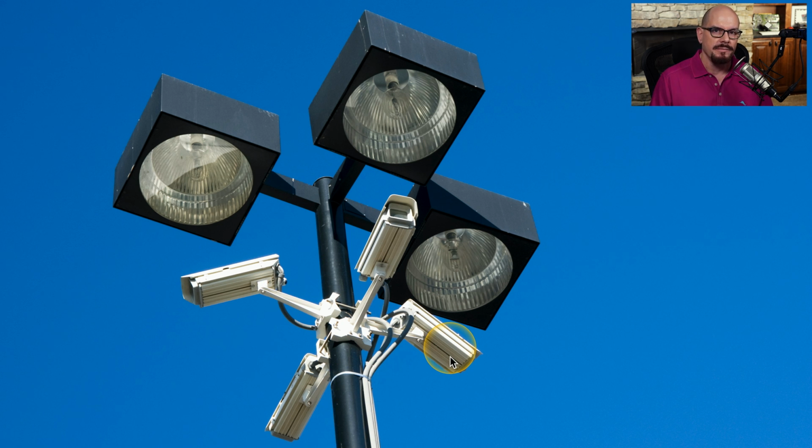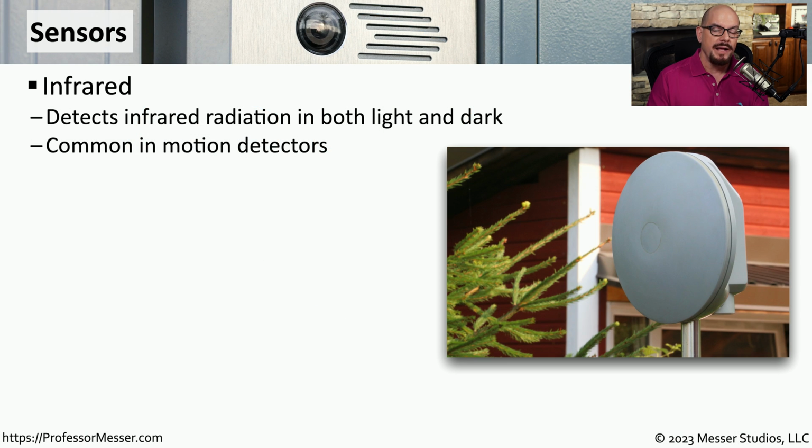As we mentioned, we might have cameras using infrared technology to better see things that may be happening in the dark. These are devices that can detect infrared radiation in both light areas and dark areas and don't need to have lights to be able to see what's happening. It's also common to see this infrared technology being used in things like motion detectors, where you're not necessarily looking for video, you're simply looking to see if there is something that may be moving in a particular area.